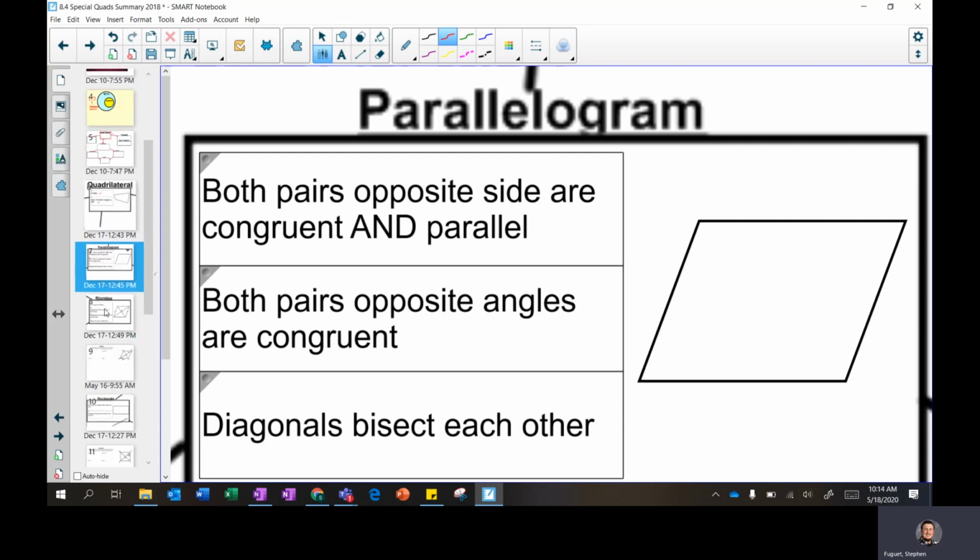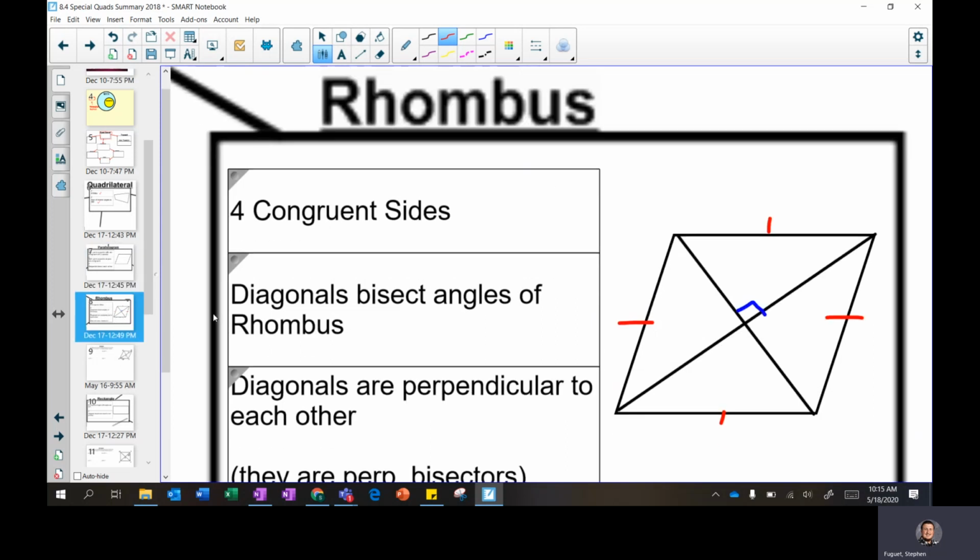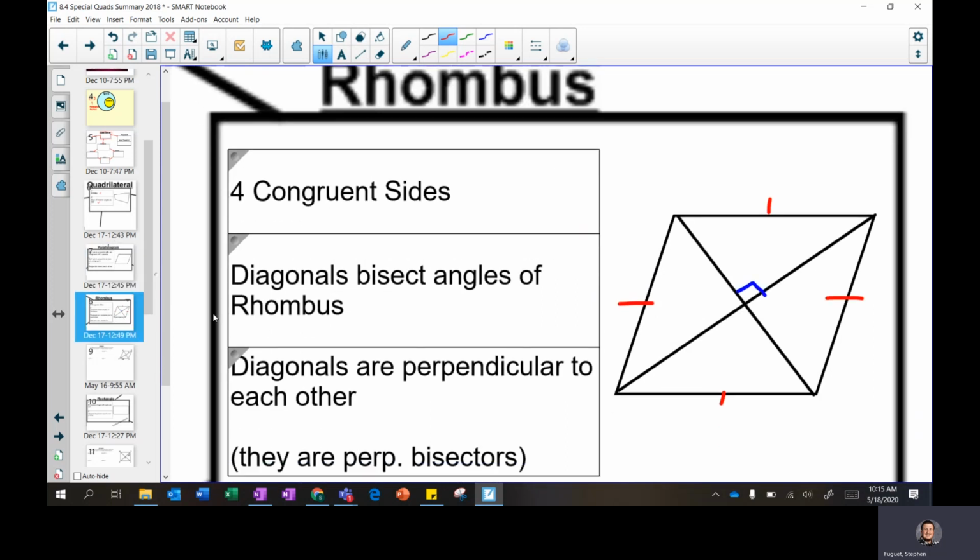So let's talk about some of the new shapes we're going to learn today. And the first one is going to be rhombus. All right. So the first thing to note here is it has 4 congruent sides, 4 equal sides. Notice that I have marked over here on the drawing these red dashes that represent all the lengths are equal. Okay. The diagonals bisect the angles of the rhombus.